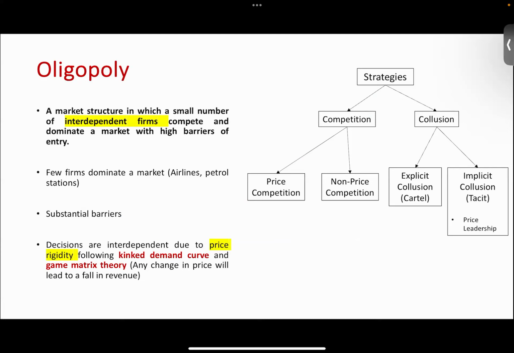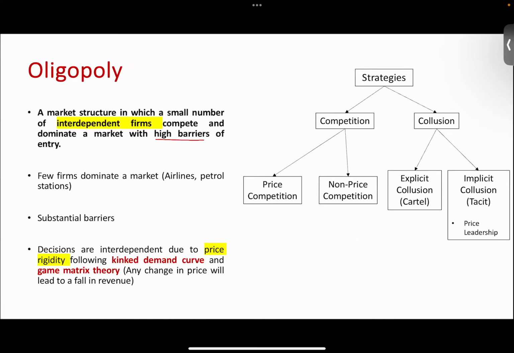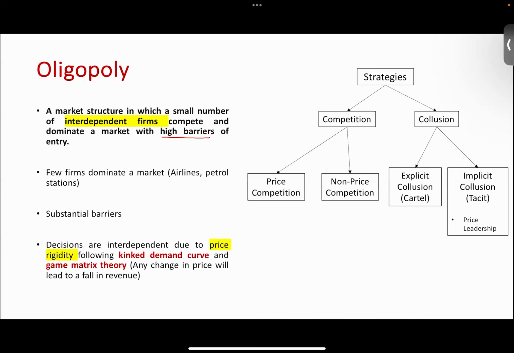Okay, I highlight interdependent firms. That means their actions are dependent on each other. They compete and they dominate the market with high barriers to entry. Here I give you examples like airlines and petrol stations. There are high barriers to entry to enter this industry itself. Since there are only a few firms in this industry, right?